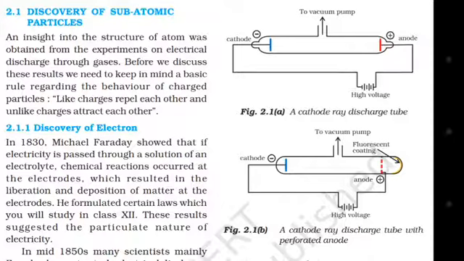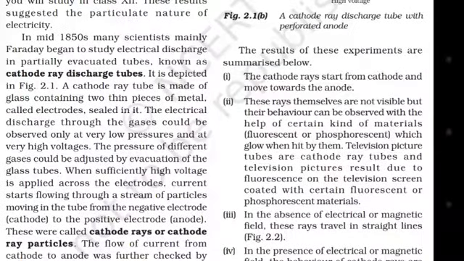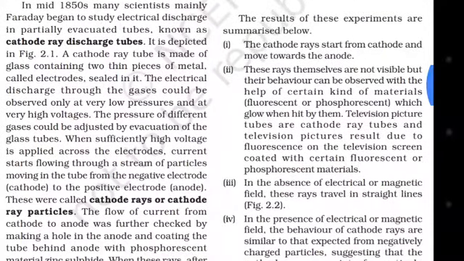2.1.1 Discovery of electron. In 1830, Michael Faraday showed that if electricity is passed through a solution of an electrolyte, chemical reactions occurred at the electrodes, which resulted in the liberation and deposition of matter at the electrodes. He formulated certain laws which you will study in class 12. These results suggested the particulate nature of electricity. In mid 1850, many scientists, mainly Faraday, began to study electrical discharge in partially evacuated tubes known as cathode ray discharge tubes. It is depicted in figure 2.1.